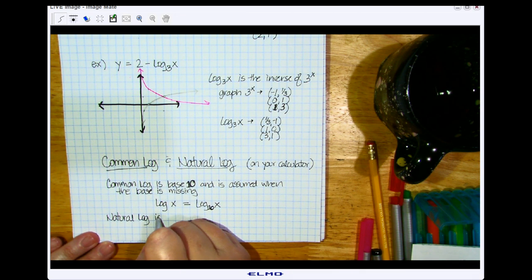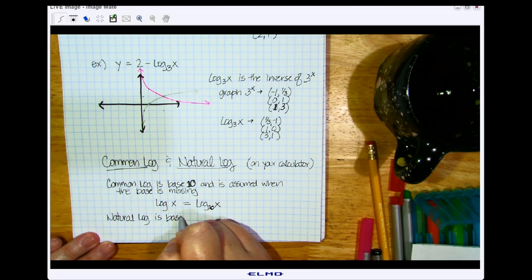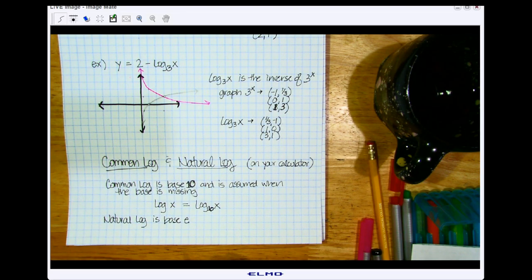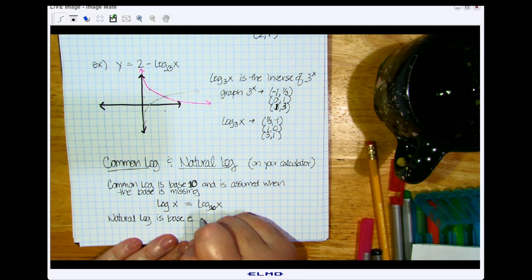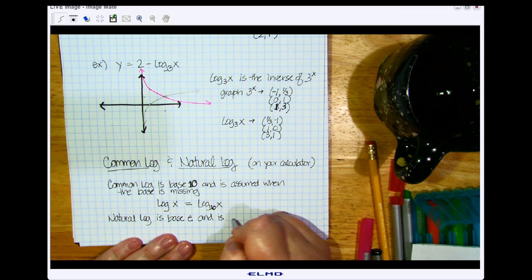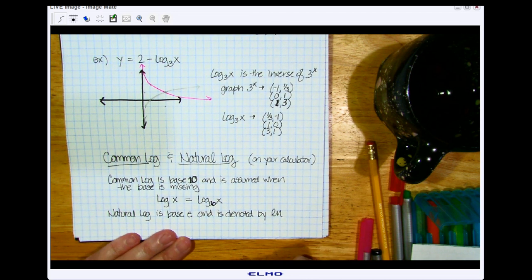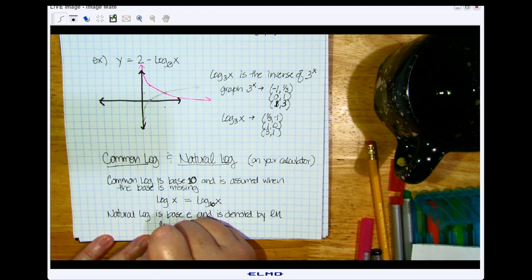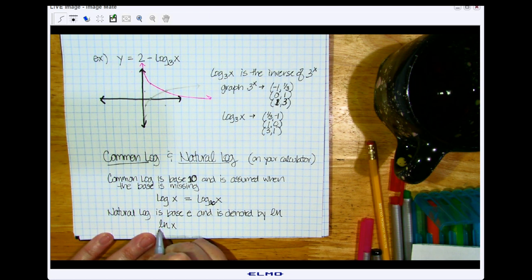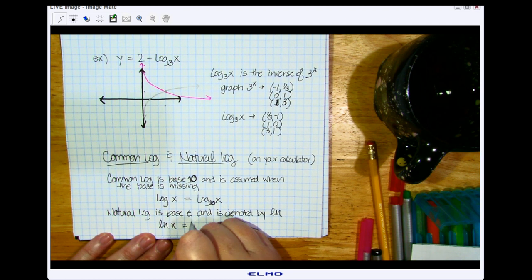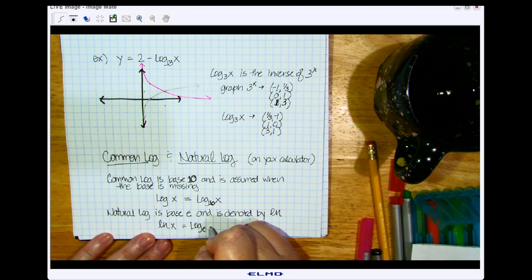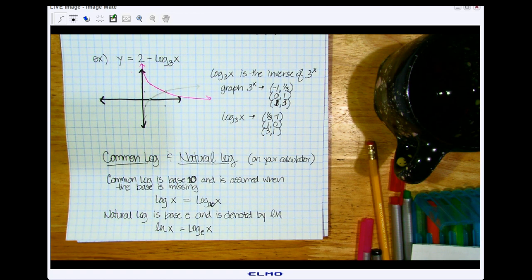Natural log is base e, and is denoted by ln, or log natural. If you see ln x, either in cursive or sometimes in print, this means log base e of x, also on your calculator.